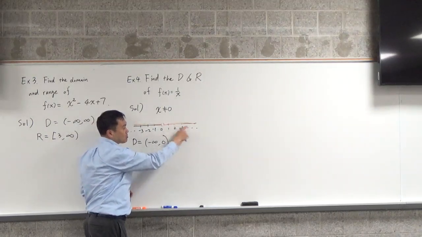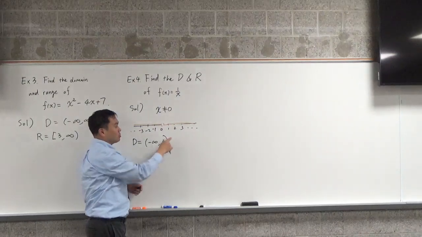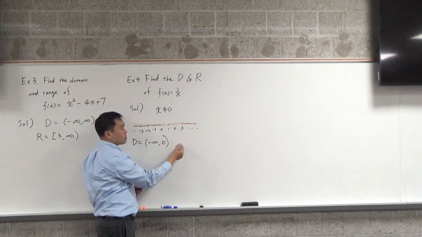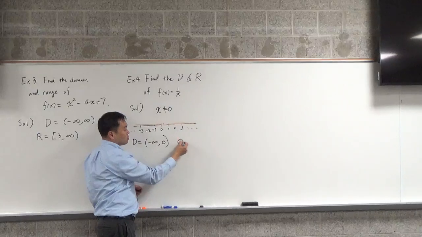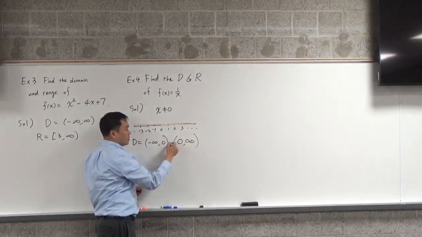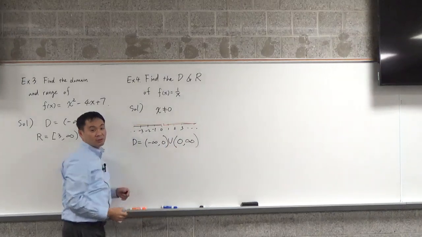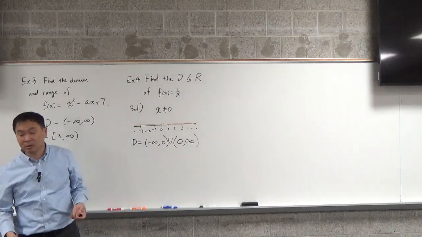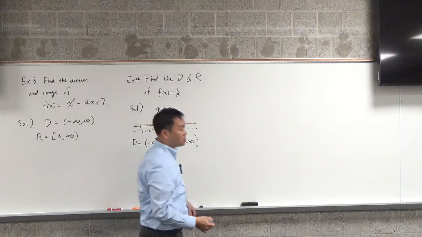Now let's express the second piece of the interval. What is this one? You start from 0 and go to infinity. Now you take the union of the 2. If you have more than one interval, you put a union. Okay. So that's how you write down the domain.